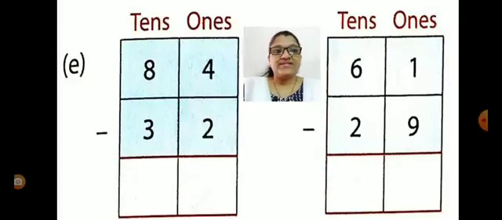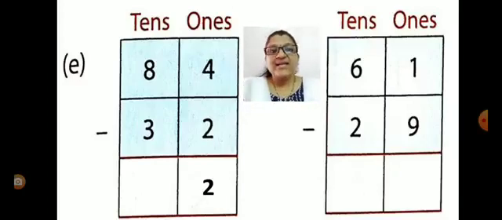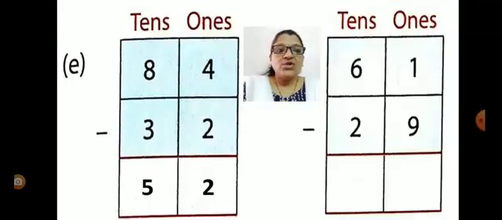Let us see the next examples. The example E, 84 minus 32. Here we have to do the subtraction. In subtraction also, first we have to subtract numbers at ones place. So 4 minus 2 equals 2. And now subtracting numbers at tens place is 8 minus 3 equals 5. So answer is 52.